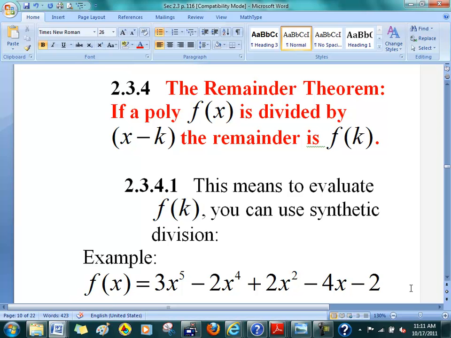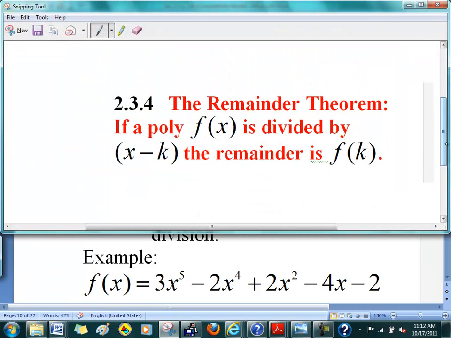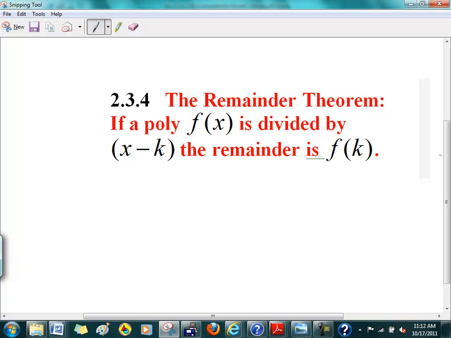So let me explain what the remainder theorem really is saying. If you take f of x and you divide it by x minus k, so x minus k is your dividend, divisor, remainder, quotient, which one? The divisor. So what you will get is some quotient times your divisor plus your remainder.